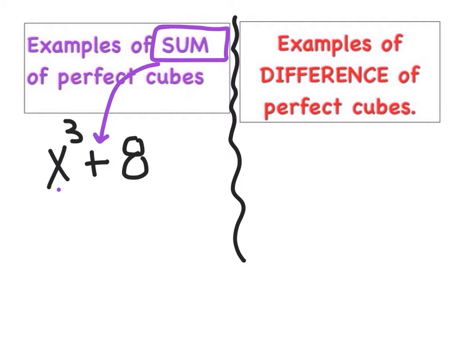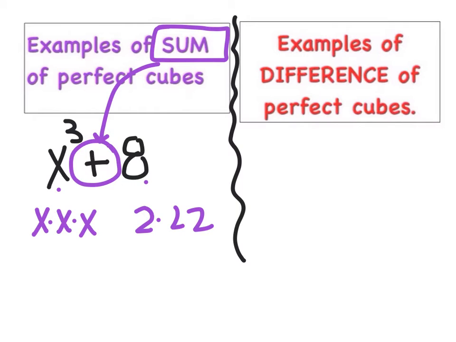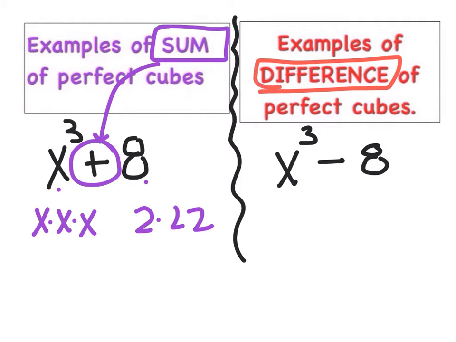And I know they're perfect cubes because x cubed is x times x times x, and 8 is really 2 times 2 times 2. And again, hence sum just means you're going to see a plus sign. Likewise, the difference of two perfect cubes would be x cubed minus 8. Instead of seeing the plus, I now see a difference, which is a minus sign. And again, this is a perfect cube because of the x times x times x, and 8 is a perfect cube because of the 2 times 2 times 2.